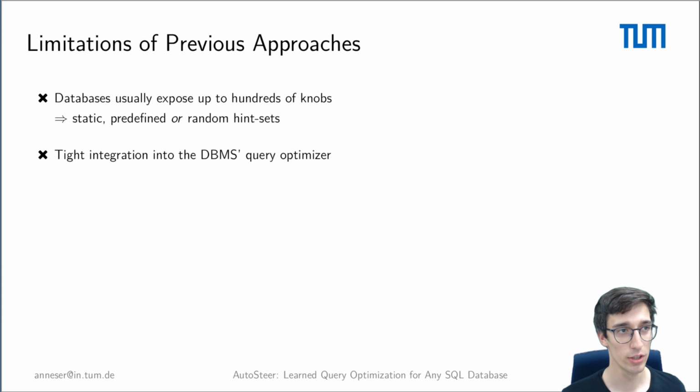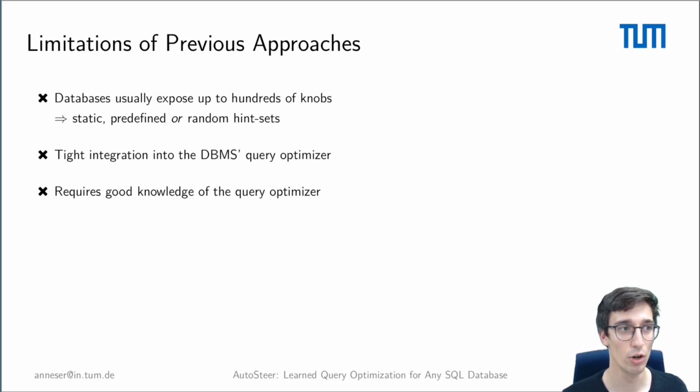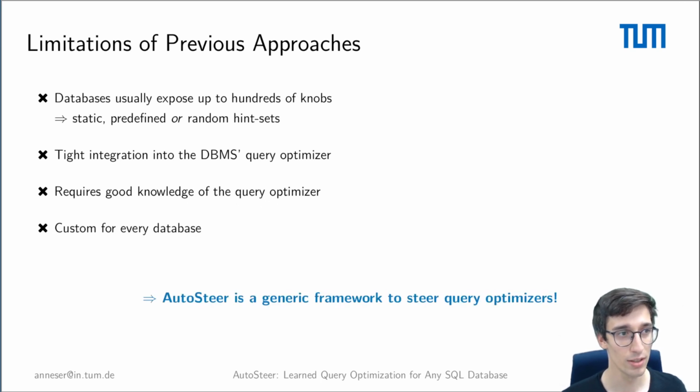However, these approaches have several limitations. First, database systems usually expose up to hundreds of knobs, and the current approaches consider only a small predefined subset, or they select them randomly. Furthermore, they require a tight integration into the database system's query optimizer, which, in turn, requires a good understanding of the overall system as well. And of course, such an integration is then tailored and customized for one database system and not generalizable.